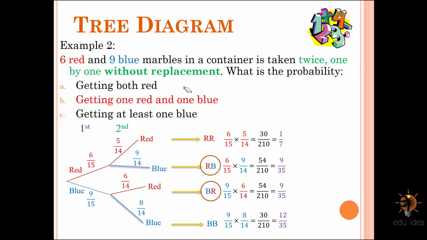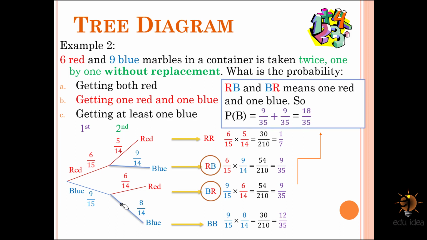Because it doesn't have any information about the order, it doesn't matter, right? So again, if we have two of these, we only need to add those two probabilities, which is 9 over 35 added with 9 over 35, and that equals 18 over 35. Okay, and the last one, getting at least one blue.